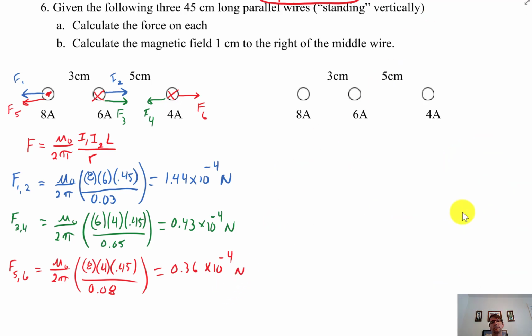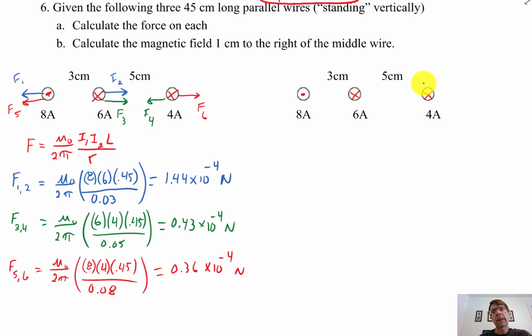Okay, so part B of number 6. Same wires, and once again, the 8 amp wire has current going towards the floor. So each of these 3 wires creates a magnetic field that exerts forces on the other 2 wires, as we calculated in part A. So we have the net forces that we calculated in part A.